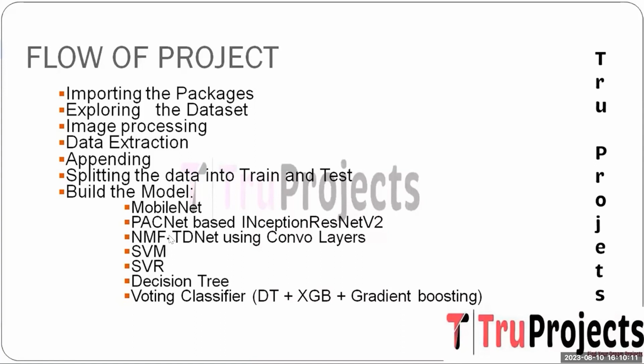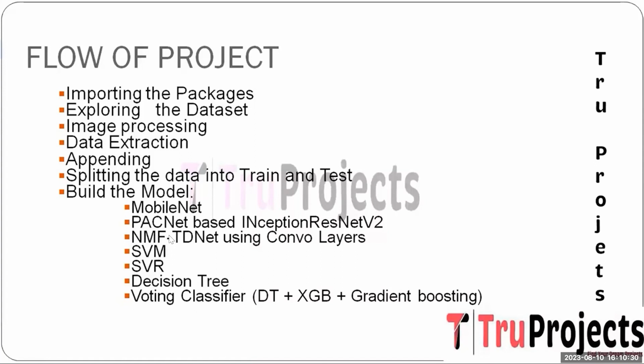And the next one is SVM. It stands for Support Vector Machine. It is a classic machine learning algorithm for the classification task. It aims to find a hyperplane that best separates the different classes and classify the Alzheimer disease based on the extracted features, providing the interpretable and reliable classification result.